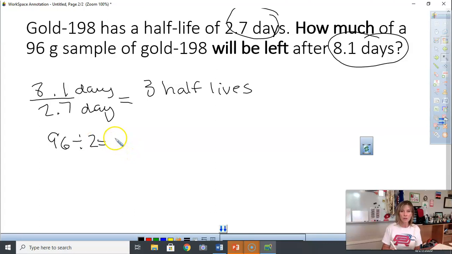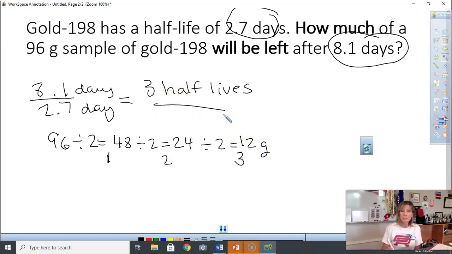Okay, 96 divided by 2, 48 grams. Okay, that's 1 half-life. Divide that in half, 24 grams. 2 half-lives. Divide that by 2, 12 grams. That's 3 half-lives. That's the amount that we decayed. That's how many half-lives we had to decay, right?